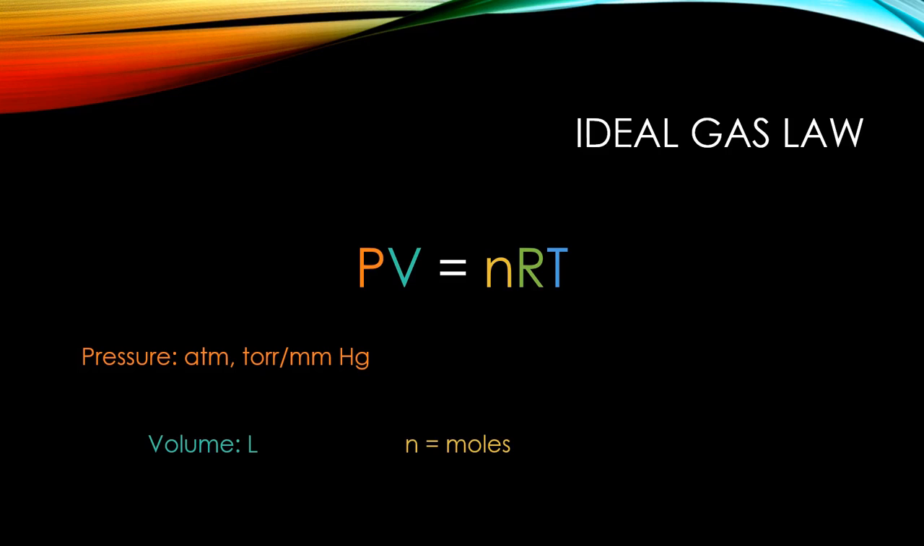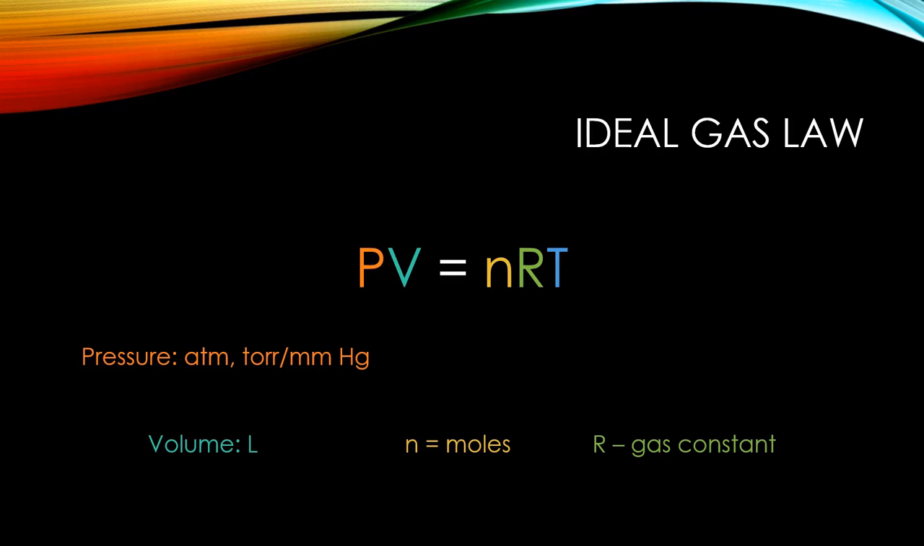N is the amount of gas, or the number of moles. Because we're chemists, we use moles. R is called the gas constant. The units and the value of this gas constant vary depending on the units you use for pressure and volume. But there are many different values for it that you can find very easily.